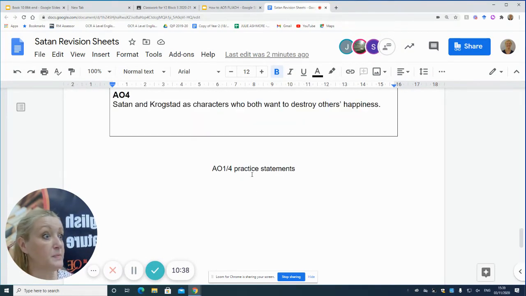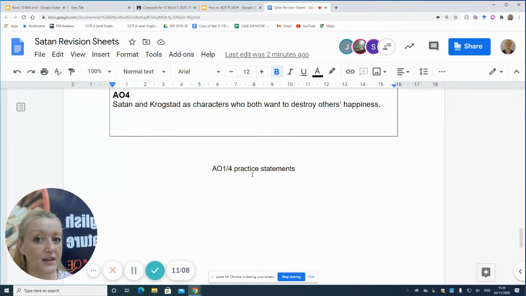And then I would be using this part of the sheet to practice things that I want to write about Satan. So do I want to think about Satan and his power? Or maybe I want to make a point about power and I'm going to use Satan and Krogstad to illustrate my point. I'm going to say something now that might upset you.